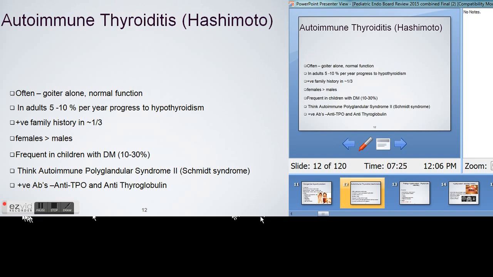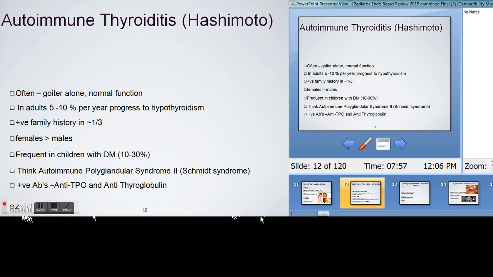Autoimmune thyroiditis, again Hashimoto's thyroiditis, chronic thyroiditis, lymphocytic thyroiditis, all the same thing. Typically the only thing that we see in those patients is a large goiter. And if you check the thyroid hormone level, it's usually normal. That's the euthyroid state of Hashimoto's thyroiditis. But over time, in adults, about 5 to 10% of them will progress to hypothyroidism.